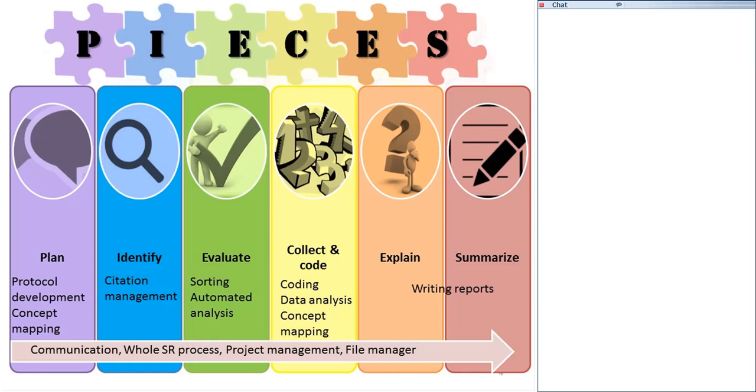Of course, in the identify step, we always think about citation management. I didn't add it on here, but there are also some software tools out there to help with the search itself. Then for the evaluation step, there are tools available to help for sorting, and I'm going to spend some time talking about some of those. There are a few tools out there that are starting to help do sort of an automated analysis or critical appraisal. I have not used any of those, but they do exist.